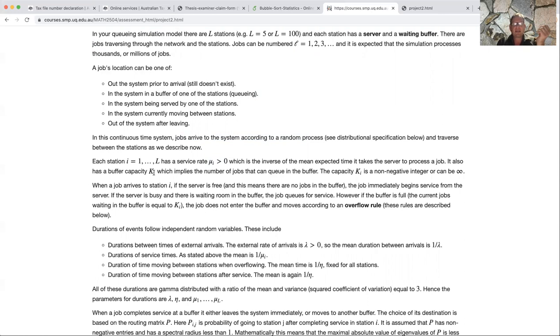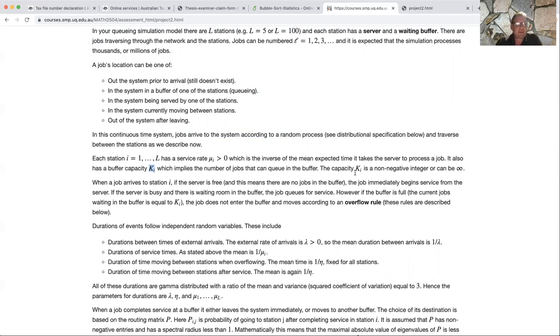Each station has a buffer capacity, and the capacity can be like 5 or 10 or 20. How many jobs can wait in the buffer? It can also be infinity.